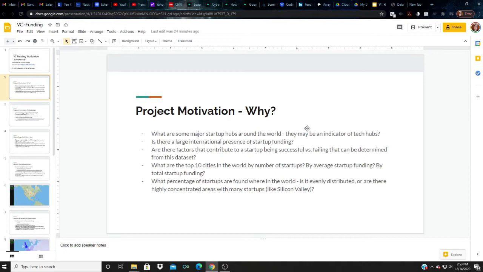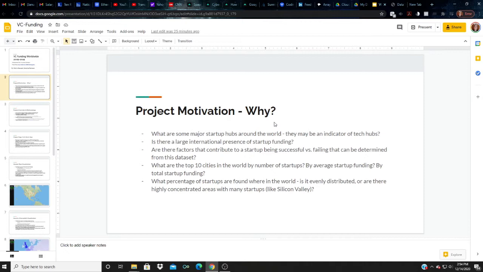But for the purposes of this project, the scope didn't involve making a machine learning model to determine whether startups would still be active or not given different funding variables or location variables. So we were also looking at the top 10 cities in the world by the number of startups, by how much funding each startup got on average, and then by how much funding went into that city for all the startups there.